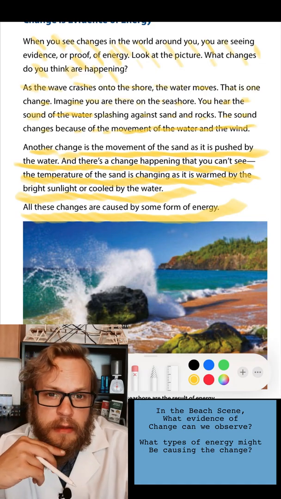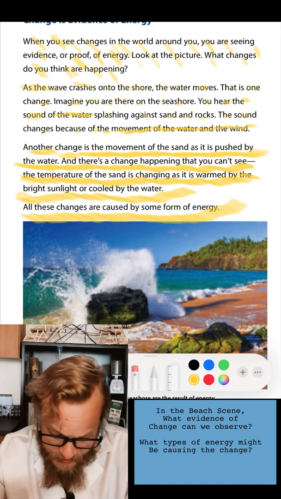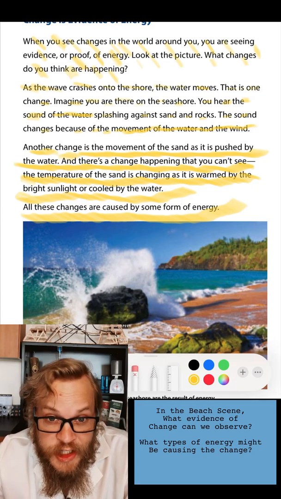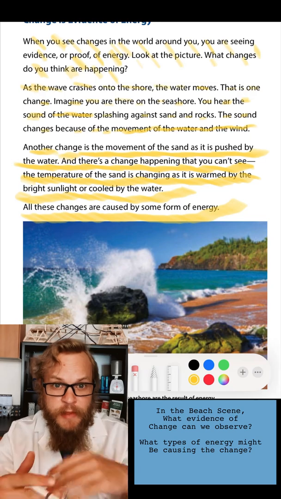Okay? So, on the picture of the beach, what change do we see? What changes are happening in this image?